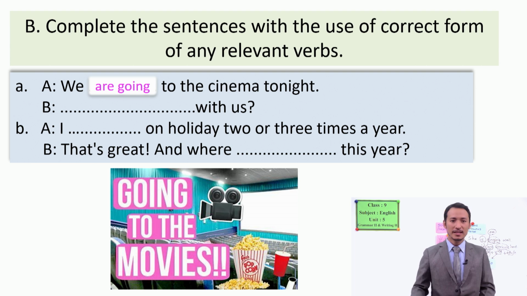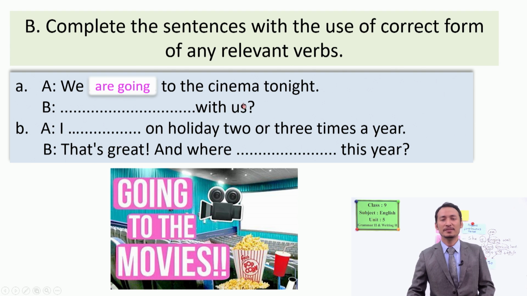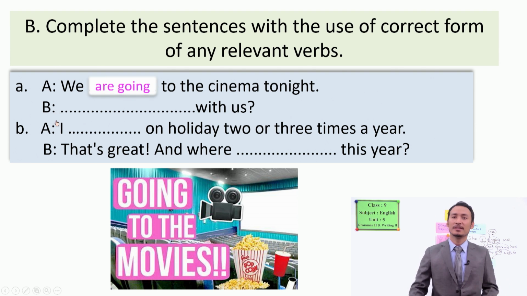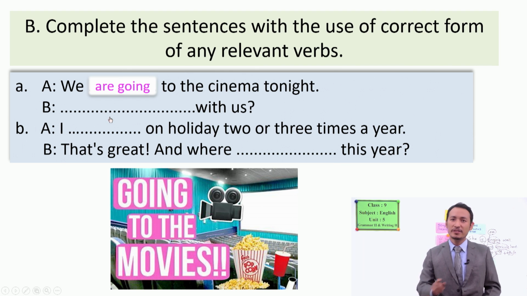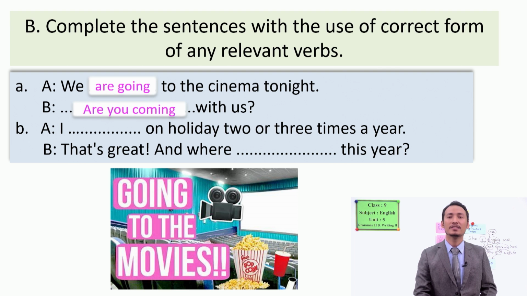Okay, students, so look at here with us. There is a question. What might be said here? Can you guess? A is saying we are going to the cinema tonight, and B also asks another, maybe C. What do you think C is asking? Let me show you. So C might ask, are you coming with us? Are you coming with us? So this is how you can invite someone in present continuous tense.